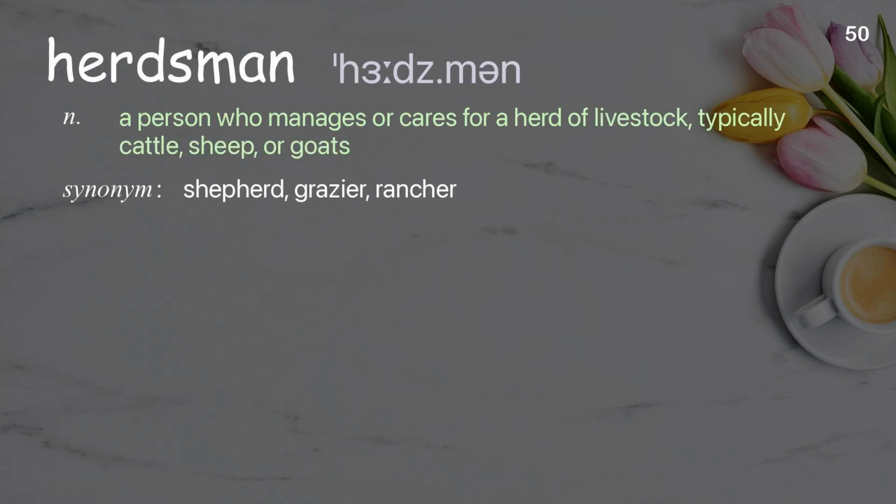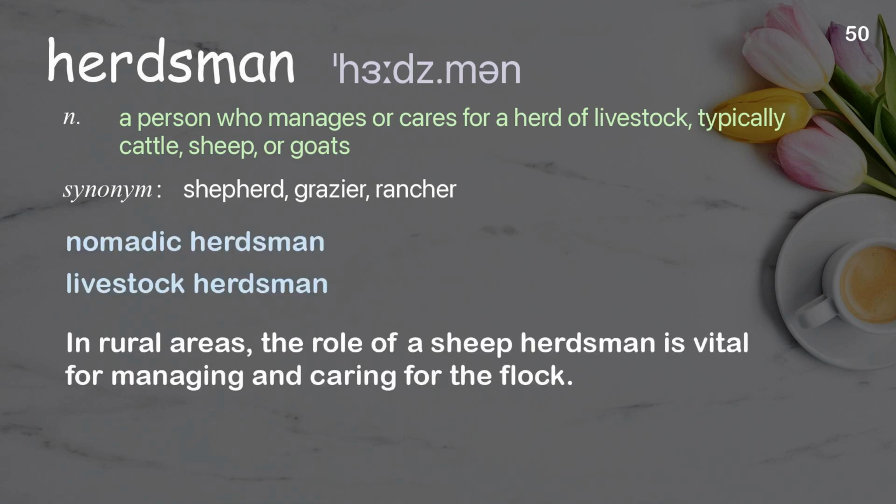Herdsman. A person who manages or cares for a herd of livestock, typically cattle, sheep, or goats. Examples: Nomadic herdsman. Livestock herdsman. In rural areas, the role of a sheep herdsman is vital for managing and caring for the flock.